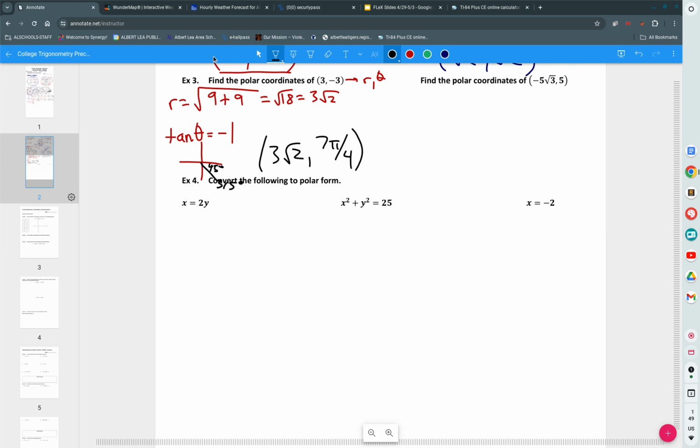Go ahead and do the next one on your own. This one does get a little bit trickier. A couple of mistakes were made on this next one by people.